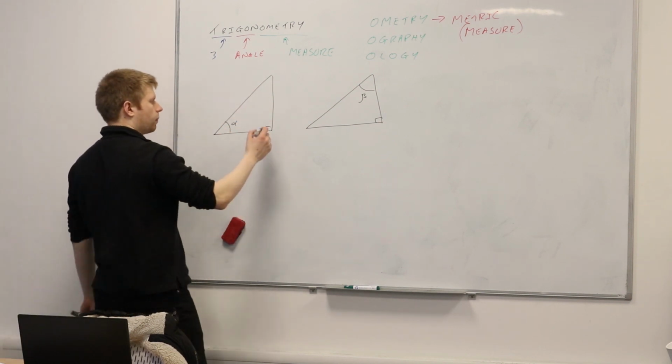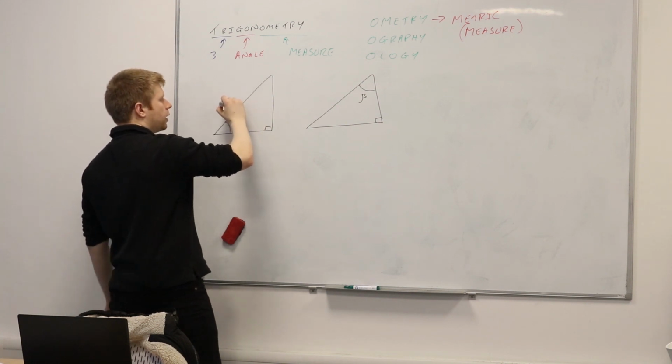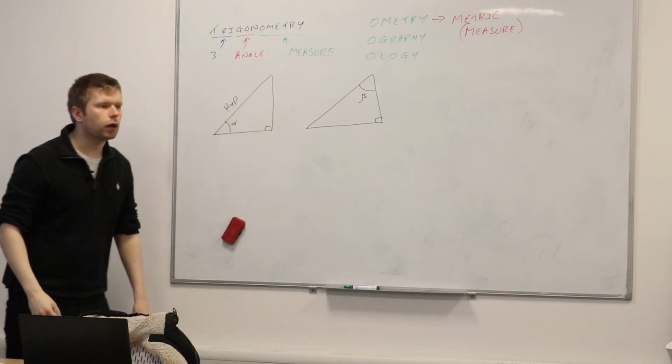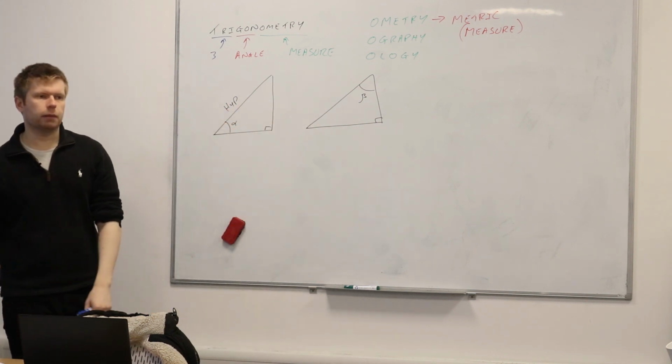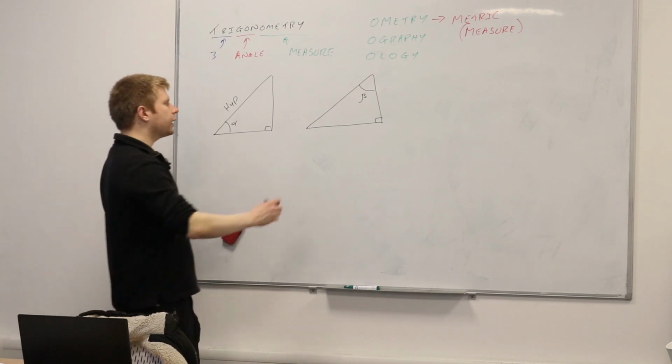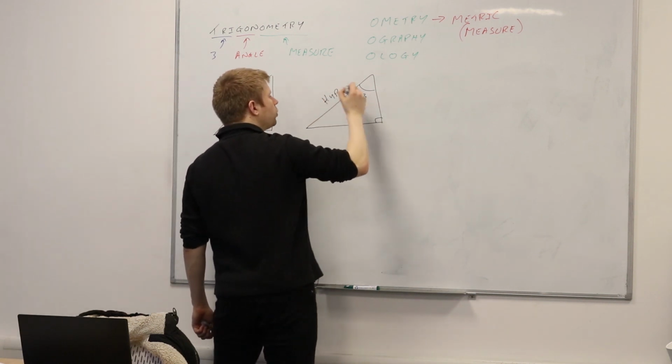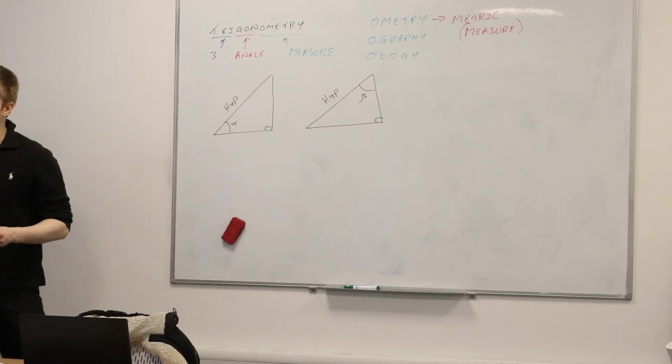It's in front of, it's the opposite of the right angle. Good. So this side over here will be the hypotenuse. I'll just call it HYP for short. Okay? This would be the hypotenuse. Where would the hypotenuse be in this triangle over here? In exactly the same place, right? So the hypotenuse doesn't change regardless of which angle I'm looking at.